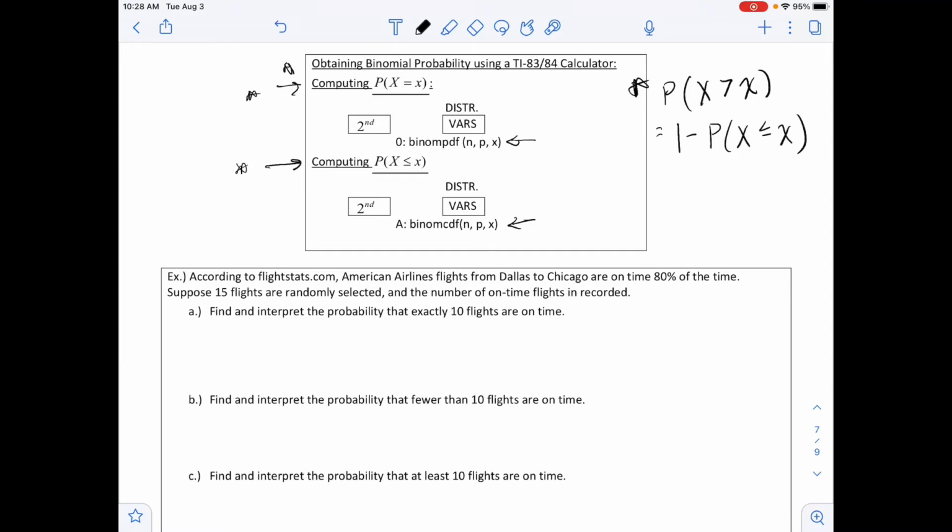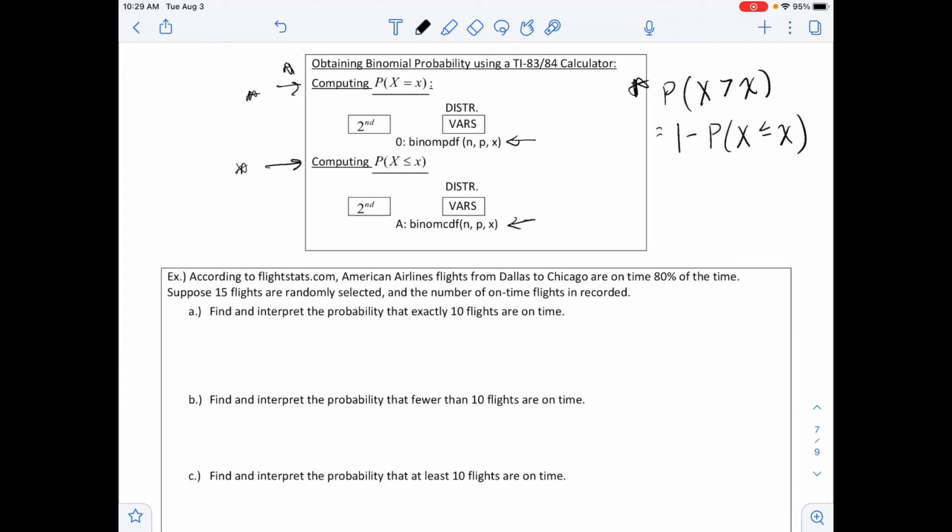So right below this, there's an example, and it says, according to flightstats.com, American Airlines flights from Dallas to Chicago are on time 80% of the time. Suppose 15 flights are randomly selected and the number of on-time flights are recorded. So this is the same problem that we saw before, but instead of 3 flights, we're now dealing with 15 flights, so a larger sample here. And we know that this is binomial, since we already discussed that in that last example.